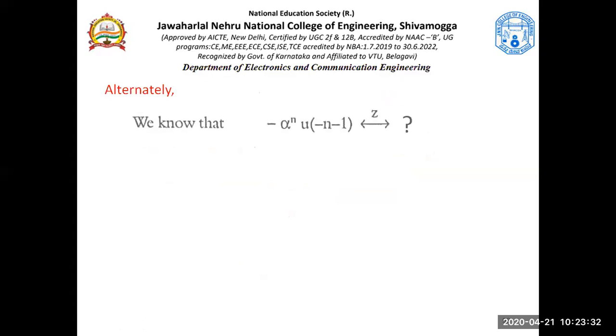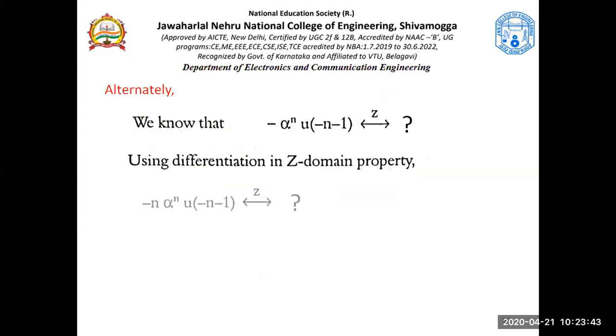Alternately, we can take the negative time exponential and see what the z transform of that is. To this, you introduce n. If you introduce n using the differentiation in z domain property, what do you do? This answer and the answer that we got in the previous method should be compared. So check that by yourself by solving this problem. I hope this is clear, a negative time exponential: minus alpha power n u of minus n minus 1.